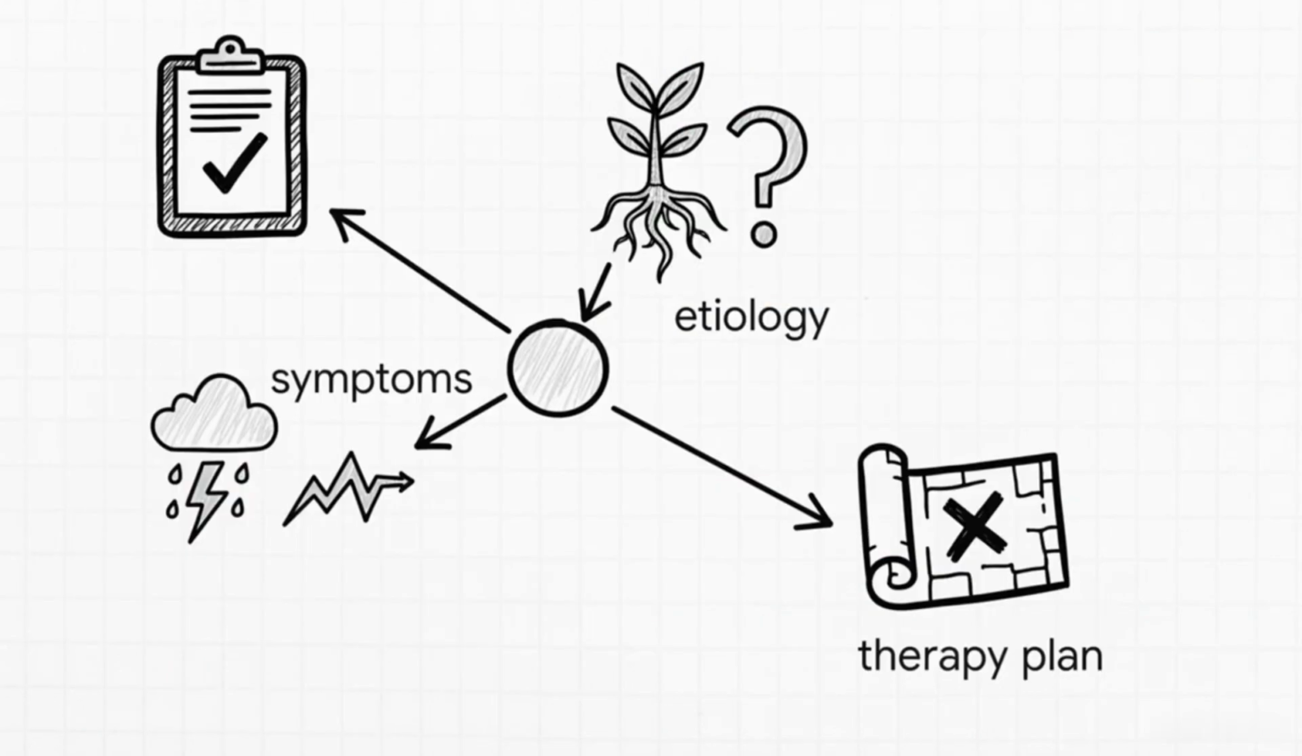So why is that provisional diagnosis so important? Well, it's so much more than just a label. It gives the clinician a framework for understanding the client's symptoms, for exploring what might be causing them, that's what we call etiology, and most importantly, for developing a therapy plan that's actually targeted to help. The MSE basically provides the map for the entire therapeutic journey ahead.